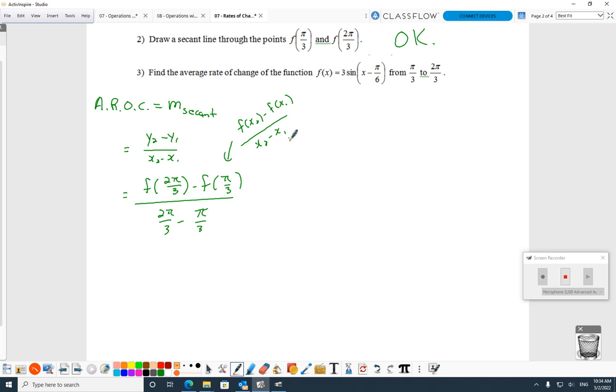So I got to plug 2 pi over 3 into the function. Ooh, that's going to be fun. 3 sine 2 pi over 3 minus pi over 6. I'm plugging 2 pi over 3 into the function. Then I'm going to plug pi over 3 into the function.